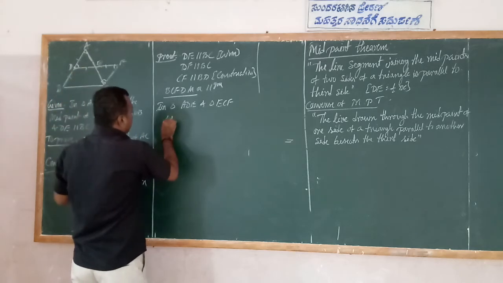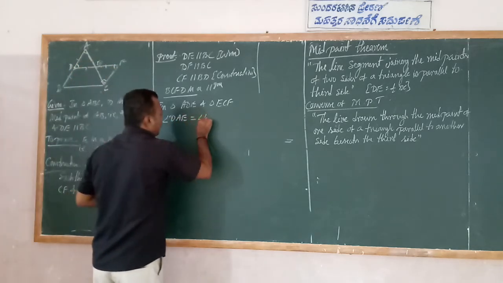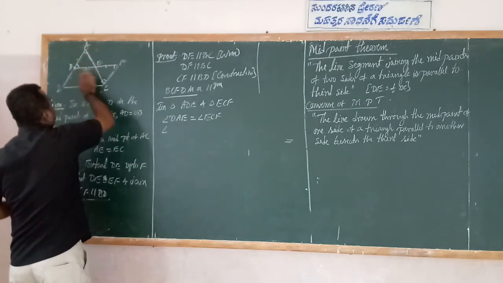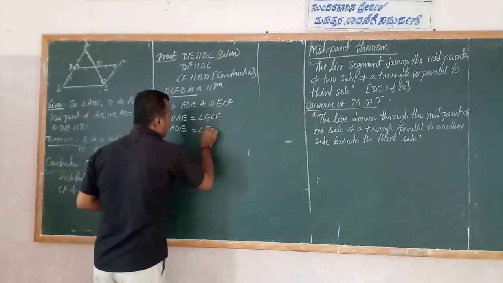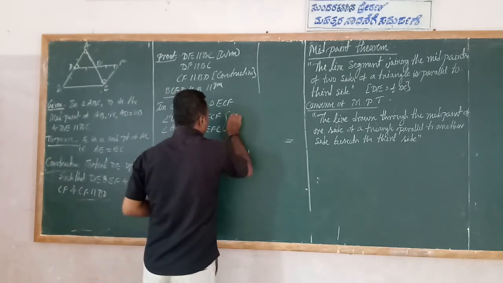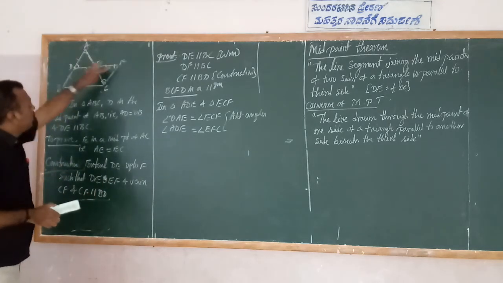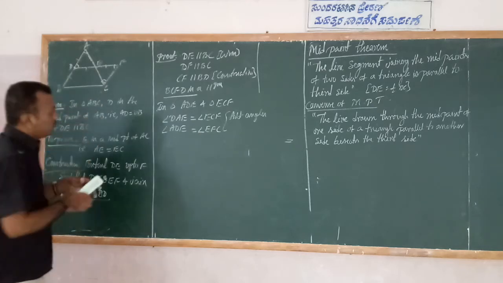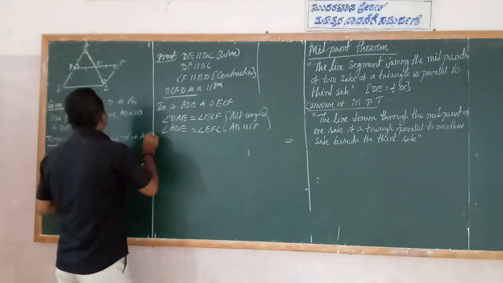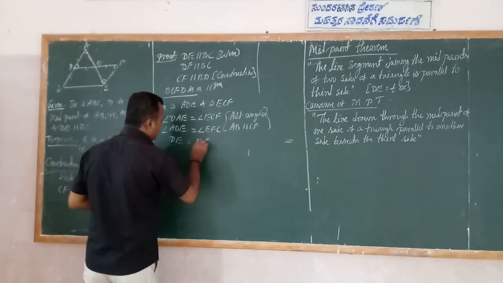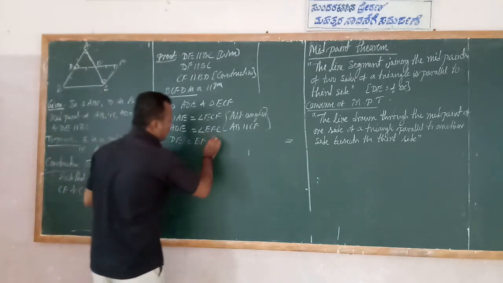So angle DAE is equal to angle ECF, and another one, angle ADE is equal to angle EFC, because of alternate angles. And why do these two become alternate angles? Because AD is parallel to CF, or AB is parallel to CF. That's all. Okay. So next, DE is equal to FC. DE is equal to EF by the condition of construction.